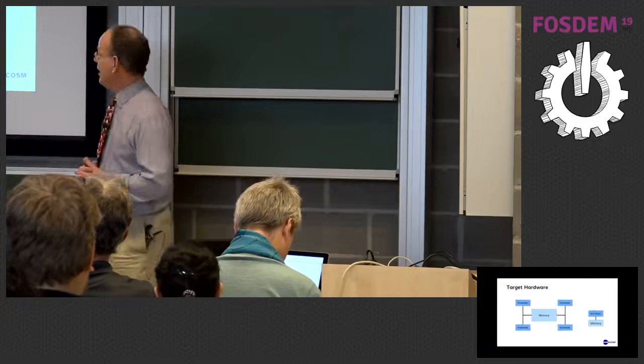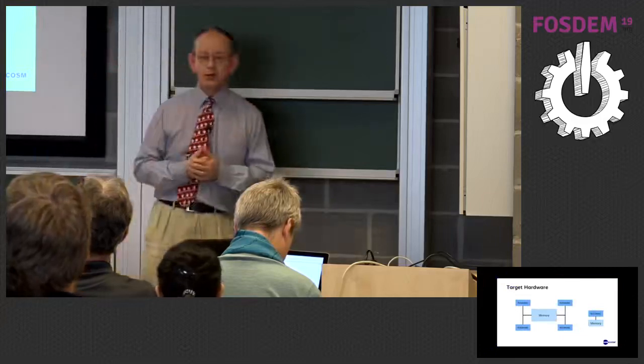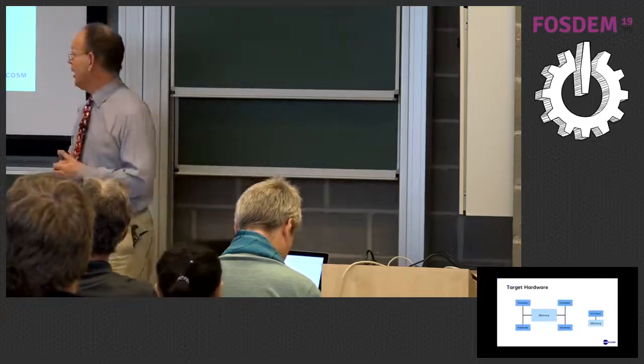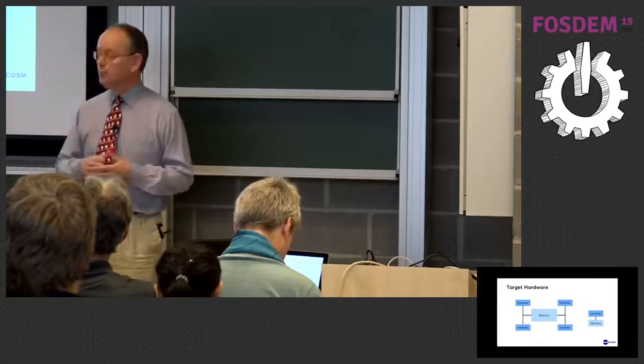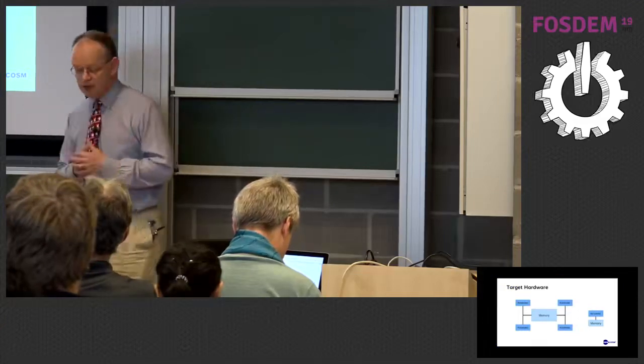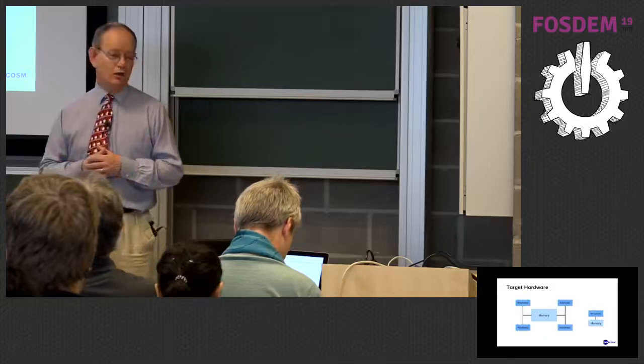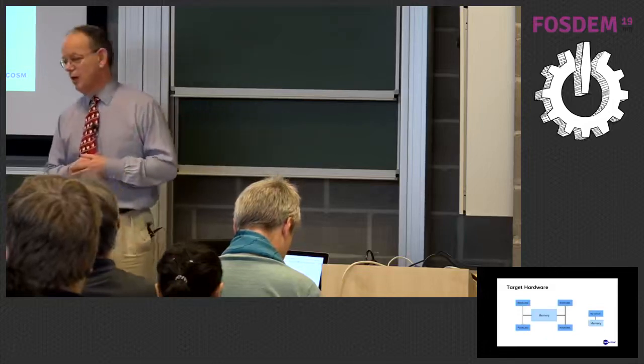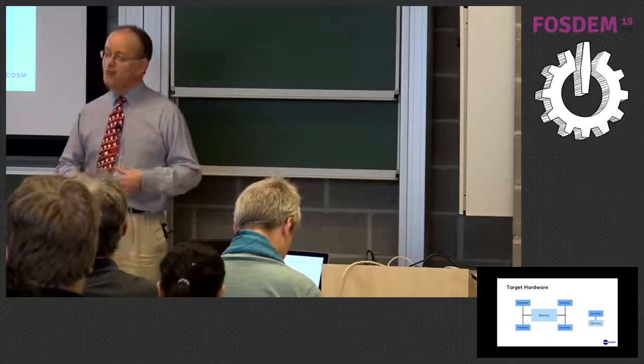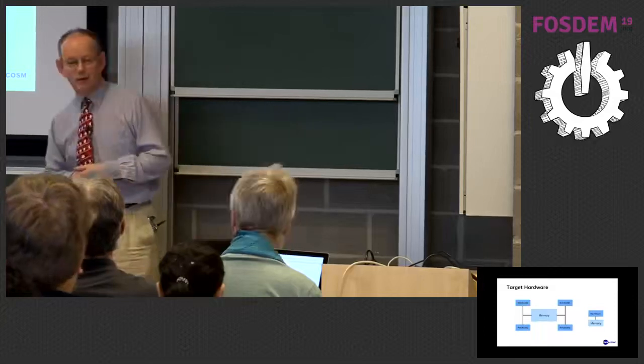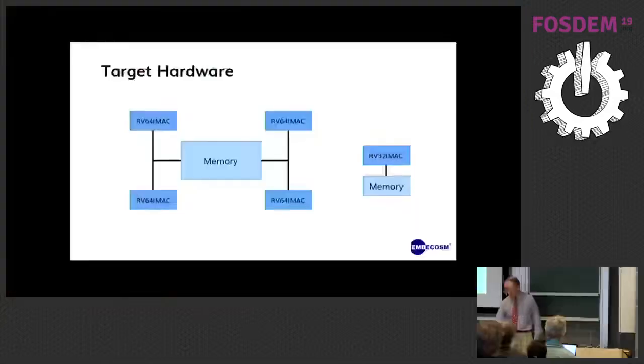So this is the platform we're looking at. It's a quad 64-bit RISC-V processor, no floating point, it's an integer platform. And sitting alongside, it's got a 32-bit integer RISC-V platform, providing some general housekeeping functions. This is proprietary hardware. The hardware is not yet available.